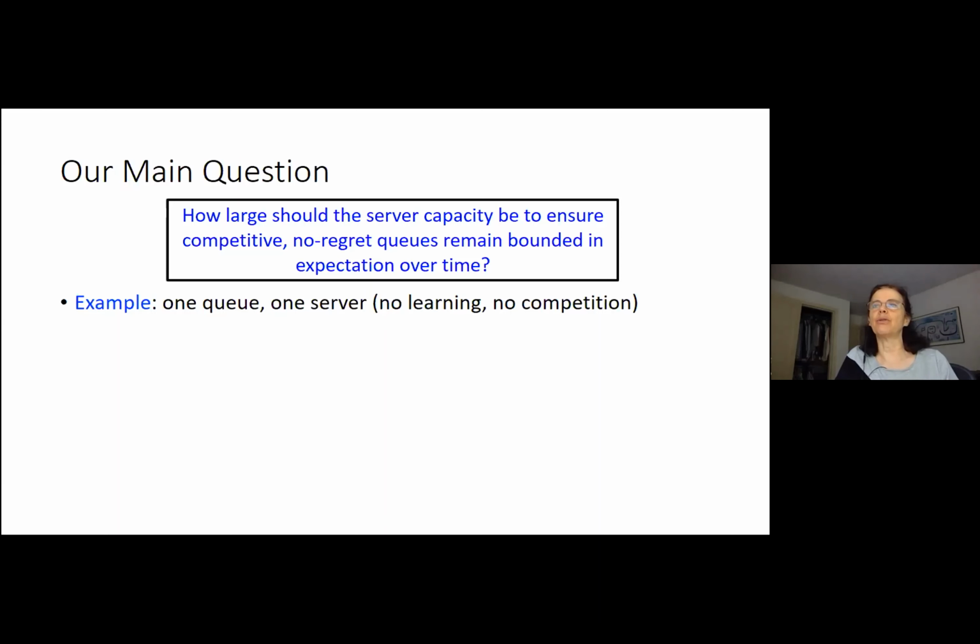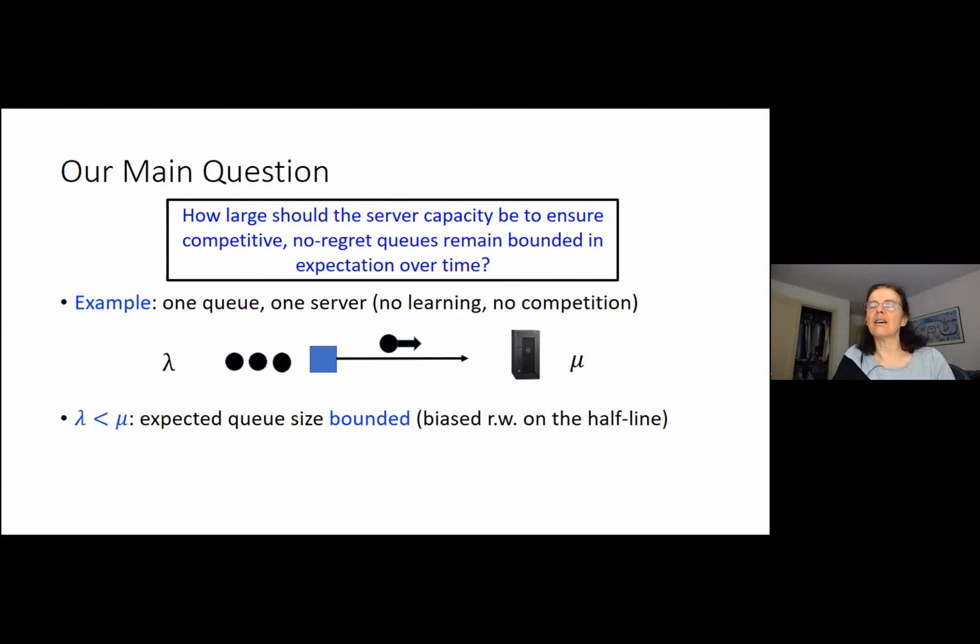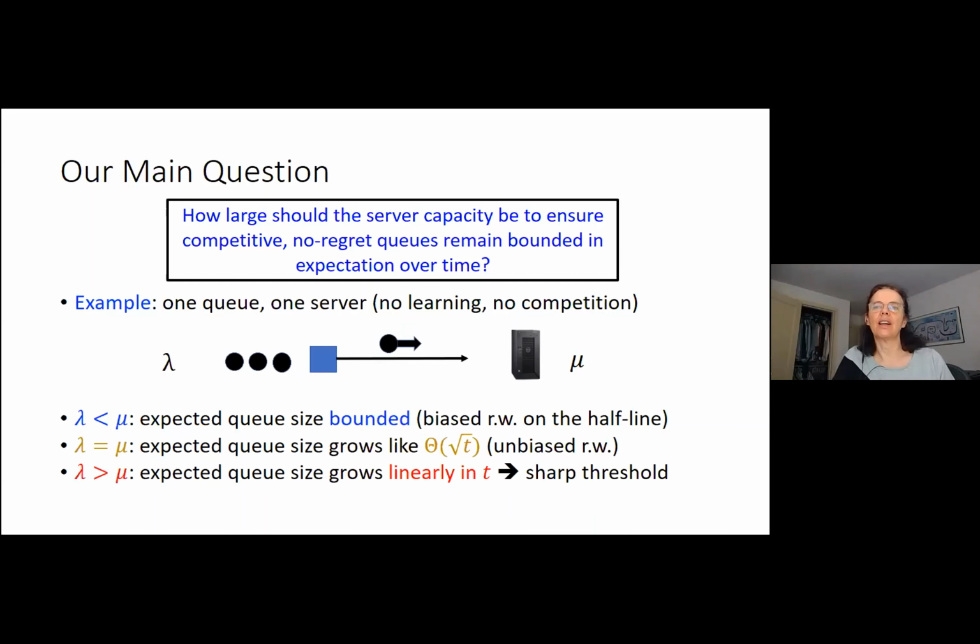So, a simple example: one queue, one server. This is really easy, no learning, no competition, but maybe good to get the basics straight here. There's a single arrival rate lambda and a single processing rate mu. You can think of this as a biased random walk on a half line, where the half line is the number of packets in the queue. It's standard from basic random walk theory that if lambda is strictly less than mu, then the queue is expected to stay bounded in size. If lambda equals mu, it's an unbiased random walk and will grow like square root of t as time t goes on. And of course, if lambda is strictly bigger than mu, you're definitely in trouble, and the queues will grow like crazy.